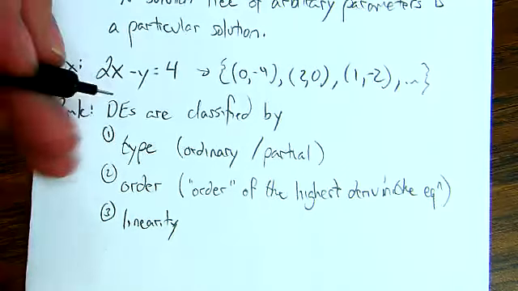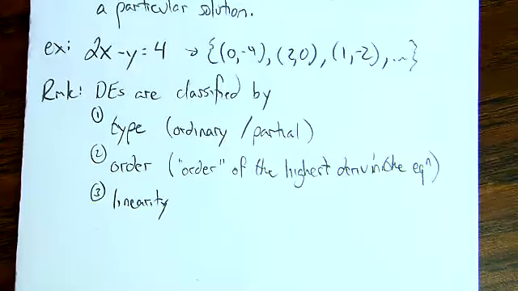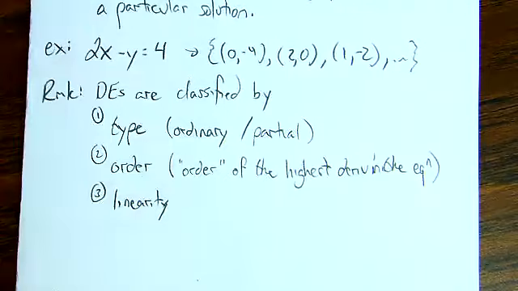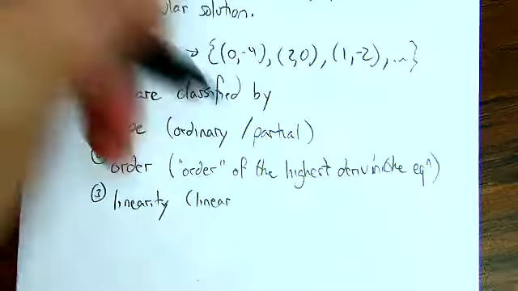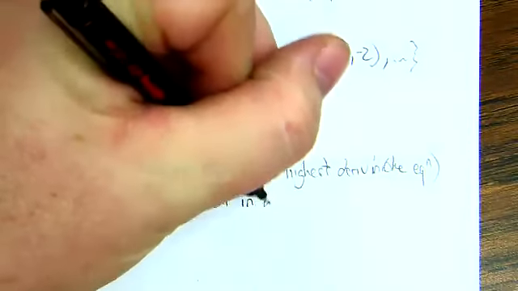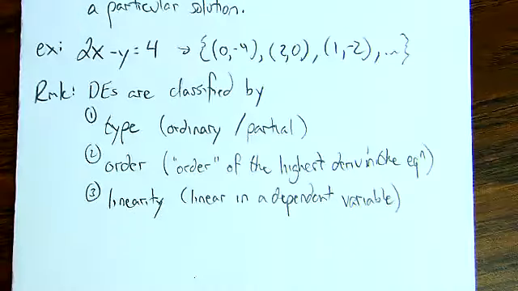And then linearity, something is either linear or it's not linear. We're going to modify our understanding of linear a little bit from previous classes. But when I say linearity, I mean this is linear in a dependent variable. And I know all of these need a little bit more clarification, except perhaps for order. So let's now look at some clarification.